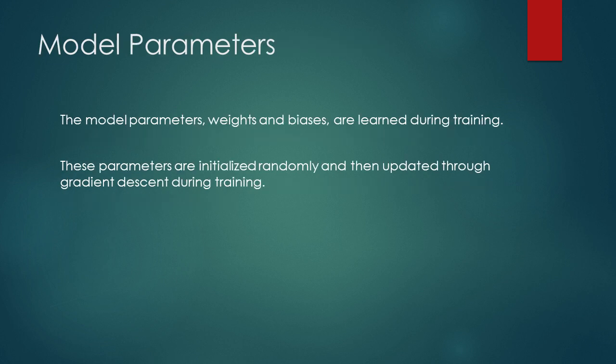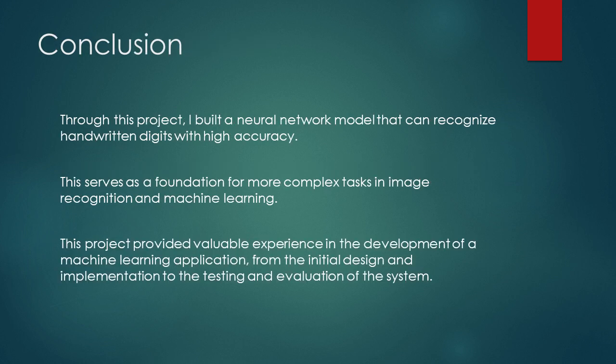The model parameters, weights and biases, are learned during training. These parameters are initialized randomly and then updated through gradient descent during training. Through this project, I built a neural network model that can recognize handwritten digits with high accuracy. This serves as a foundation for more complex tasks in image recognition and machine learning.